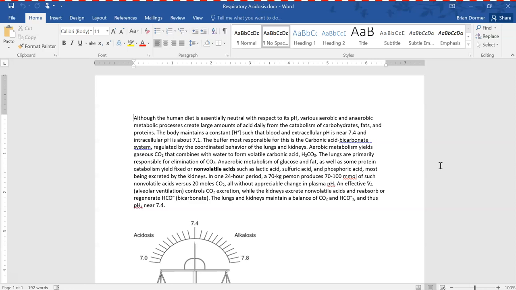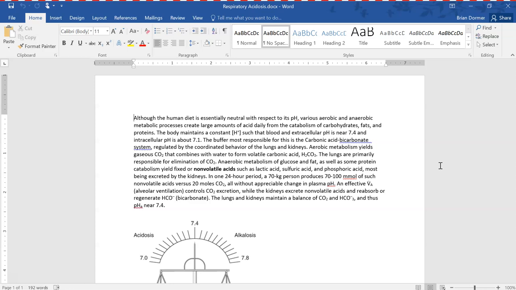Aerobic metabolism yields gaseous CO2 that combines with water to form volatile carbonic acid, H2CO3. So what happens is when we're exercising and we're breathing, that carbon dioxide that's being created as part of the system is actually acidic. So you end up producing vast amounts of acidic volatile carbonic acid when you exercise. So somehow we have to get rid of it. The lungs are primarily responsible for the elimination of CO2.